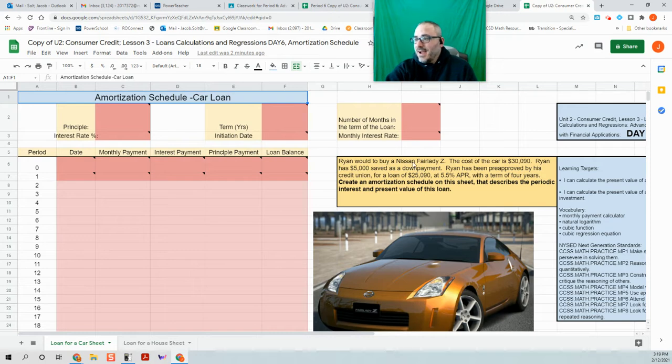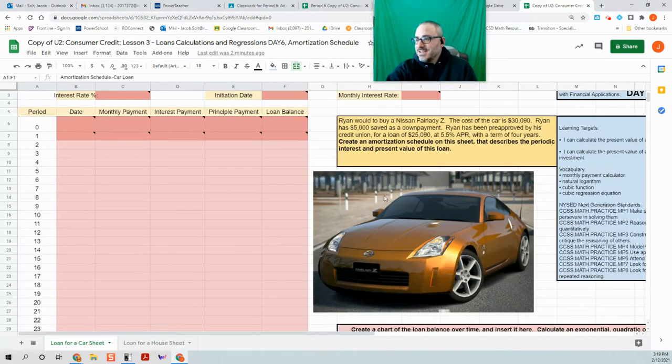Ryan would like to buy a Nissan Fairlady Z. It's this very nice car over here. The cost of the car is $30,090. Ryan has $5,000 saved as down payment. Ryan has been pre-approved by his credit union for a loan of $25,090 at 5.5% APR, that's annual percentage rate, with a term of 4 years.